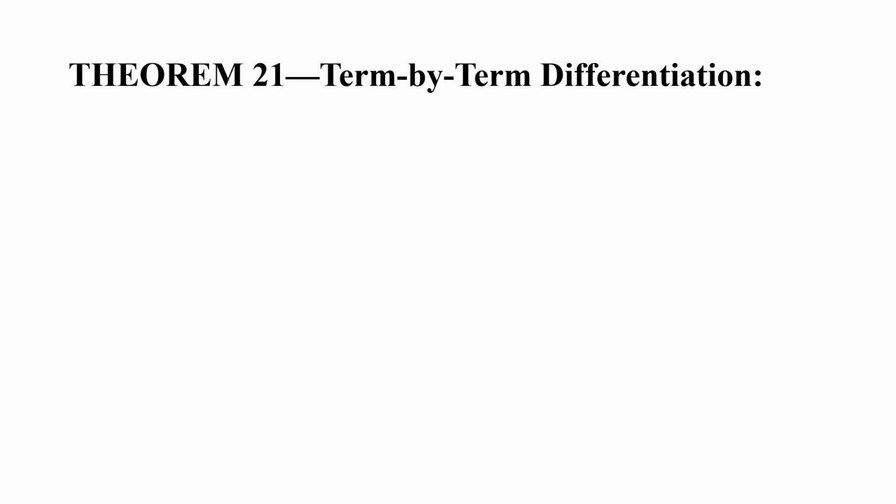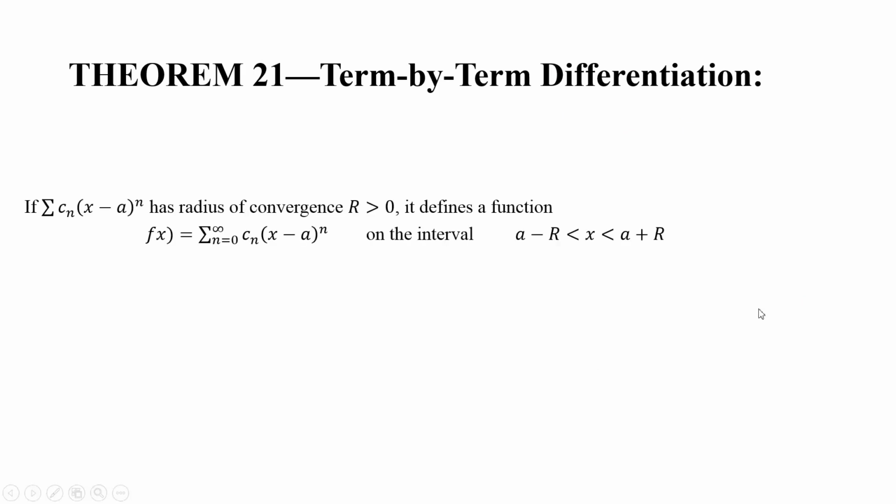So term by term differentiation is very easy. You just have to differentiate the series term by term. If you have a power series sigma c_n (x-a)^n with center x = a and c_n are the coefficients, with radius of convergence r, it defines a function f(x) = sigma from n=0 to infinity c_n (x-a)^n, and since r is the radius of convergence, this will converge in this interval.